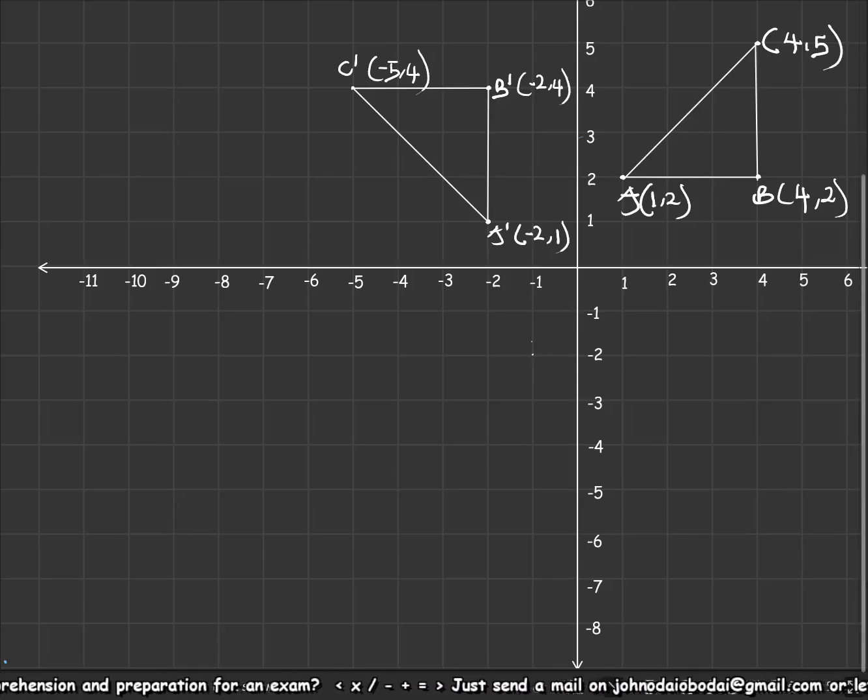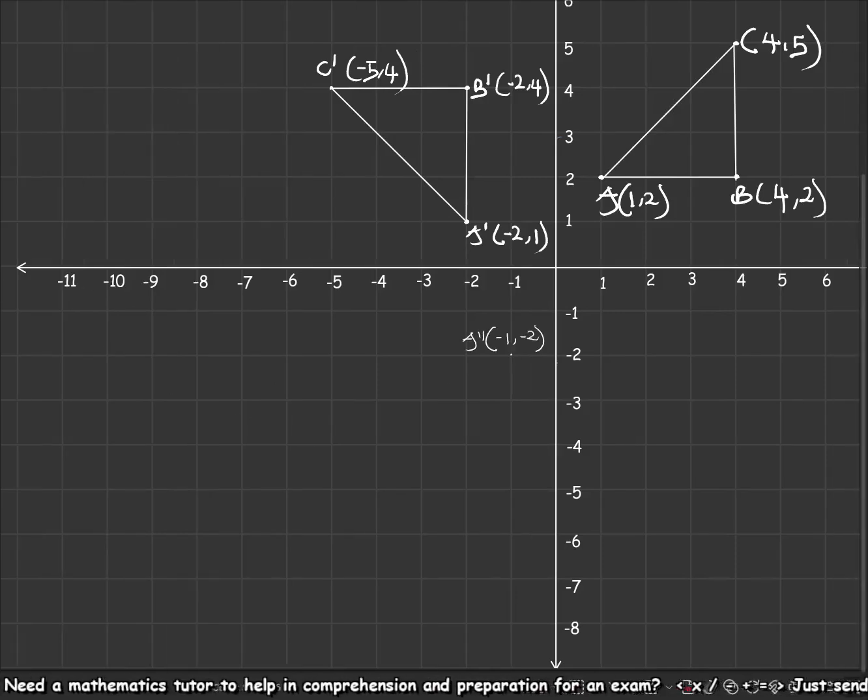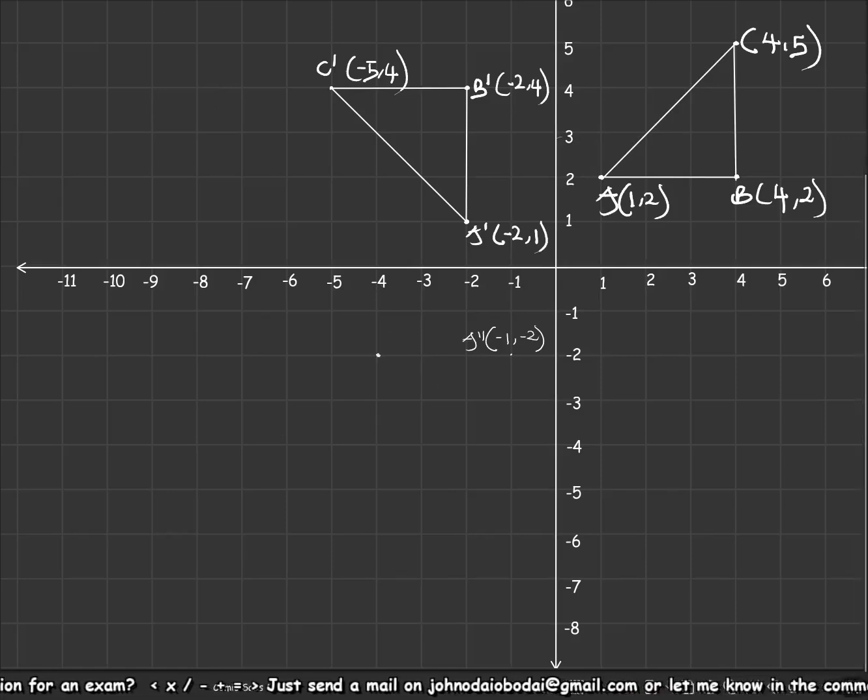There's a point over here, and then that is A prime prime. So that is it written over there. Then for B prime prime, whose coordinate is negative 4, negative 2. So we have negative 4, negative 2. This is it over here. That is our B prime prime.